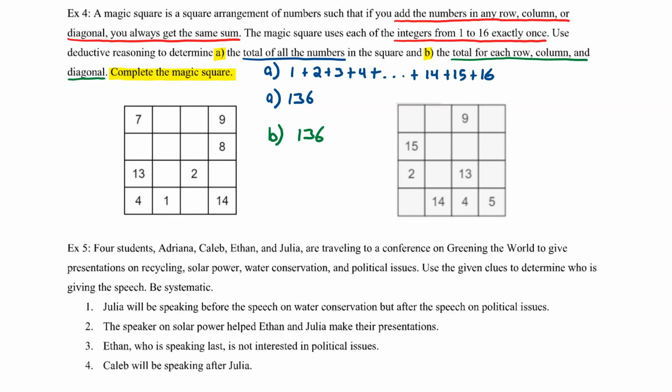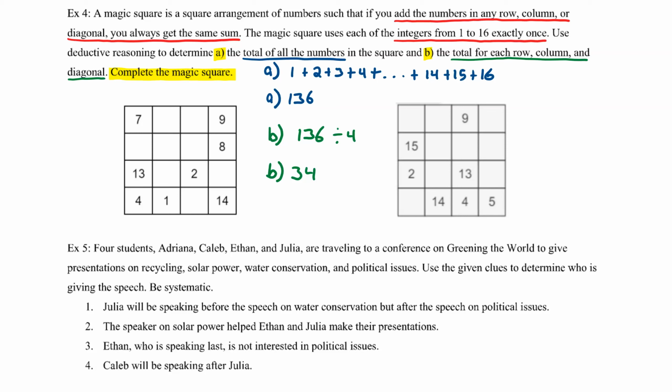So what we are able to do here is take our 136, divide it by 4, and that gives us a value of 34, which is exactly what every single row, column, and diagonal should add up to. So now that we know that, we can start using the missing numbers to fill in our magic square.